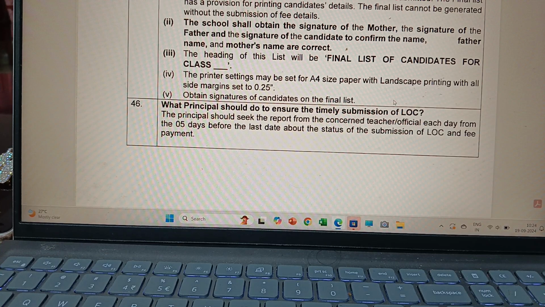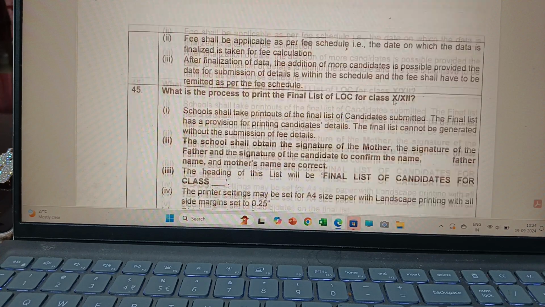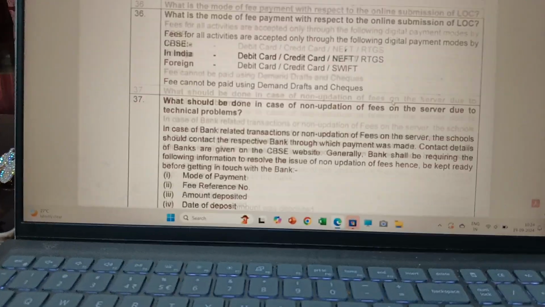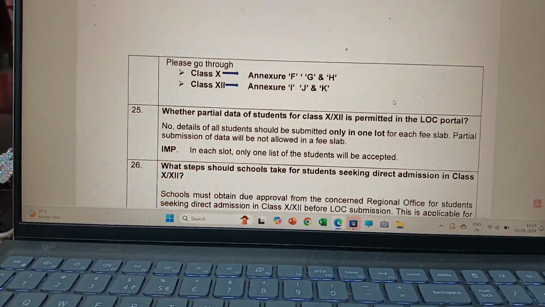Then the last question: what should the principal do to ensure the timely submission of LOC? The principal should seek a report from the concerned teacher or official each day, from 5 days before the last date, about the status of submission of LOC and fee payment. So in that way, 46 frequently asked questions have been answered by sir.